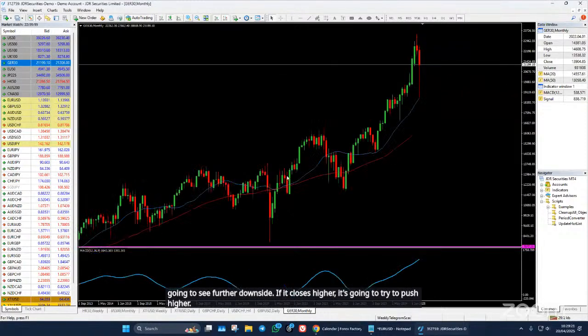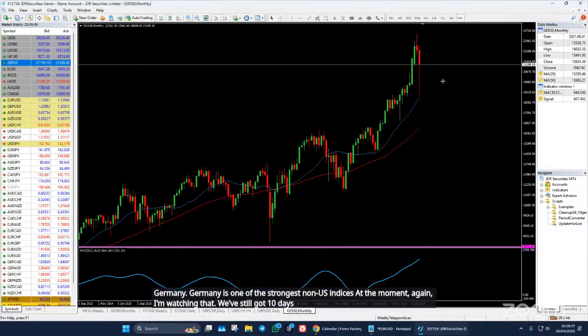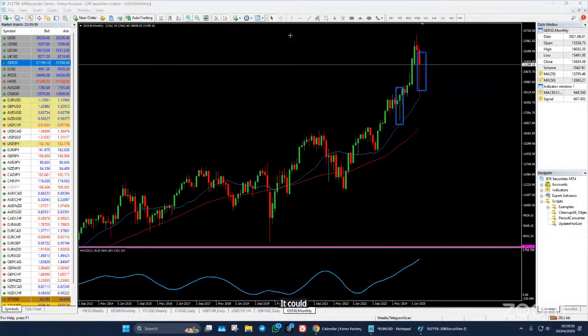Germany is one of the strongest non-US indices at the moment. Again, I'm watching that. We've still got 10 days. Guys, this could very well just close down like this. It could close like that. It could. Excuse me, but I'm not sure. That's why we need to see what's going to happen.